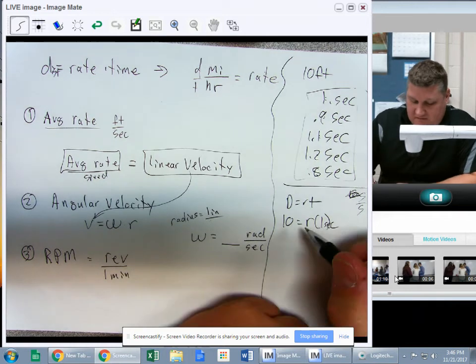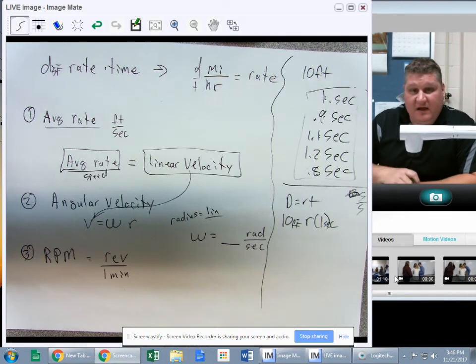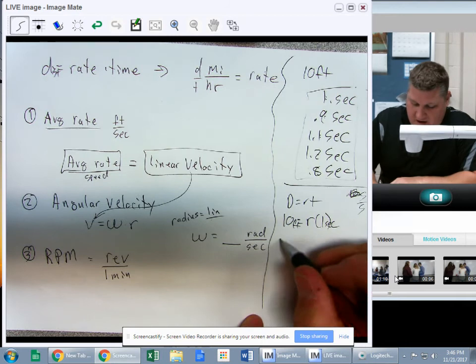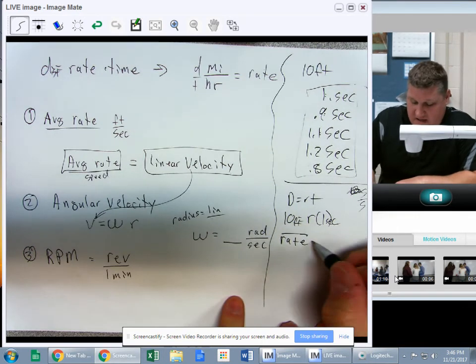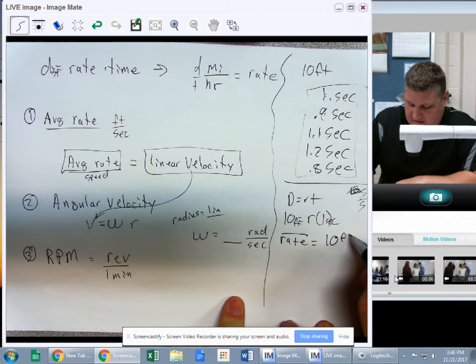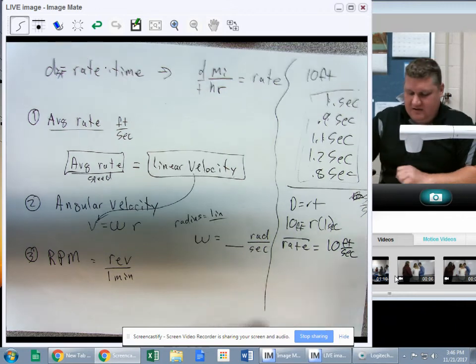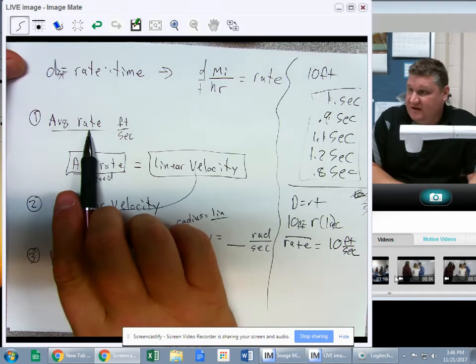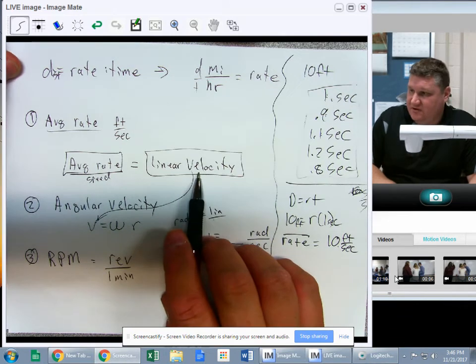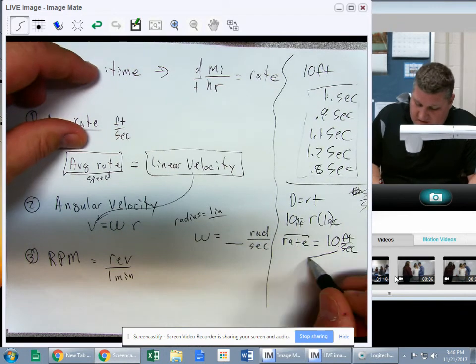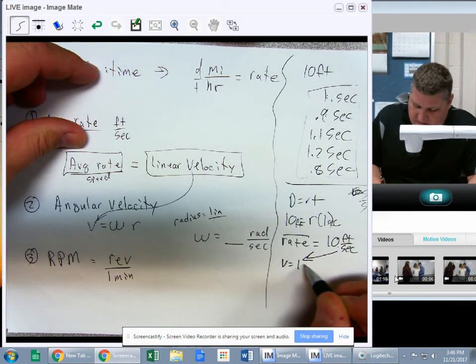So there we go, a distance of 10 feet and 1 second. So my rate is actually an average rate, and that rate is 10 feet per second. Now, what I need to do is find the average rate, 10 feet per second, but that equals the linear velocity. So this equals V. V equals 10 feet per second.